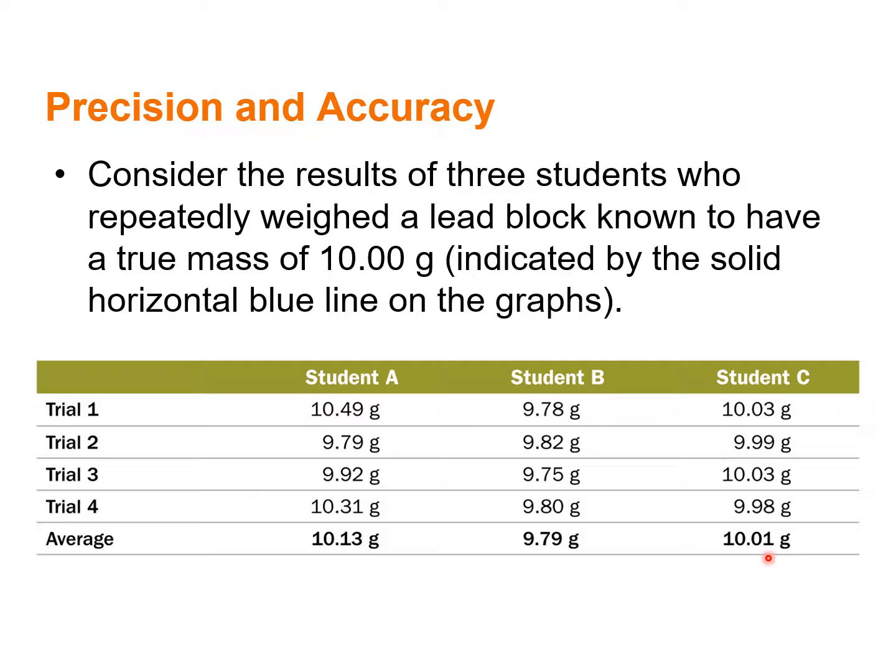Now let's look at precision. So let's look at what's going on here. 10, 9, 9, 10. Ooh, this guy's got numbers all over the place. What about this guy? This guy has numbers that are very close to each other, so this is a fairly precise set of numbers. These are very imprecise.